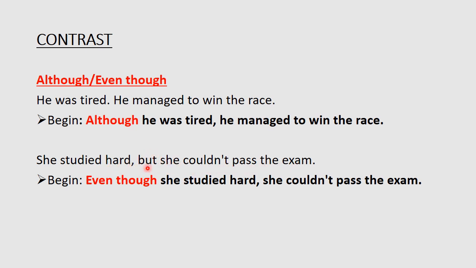We can't use but because we're using even though. But shows contrast, so when we're using even though, we don't have to include but here. You can't write even though she studied hard, but she couldn't pass the exams. That's not grammatically correct. You just write even though she studied hard, she couldn't pass the exams. Then you have gotten rid of but. Here you can put although, it's the same thing. Even here you can put even though, it's the same thing.